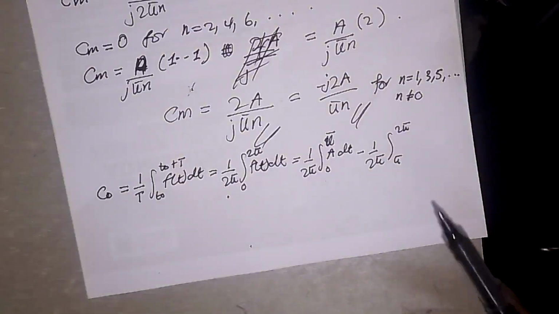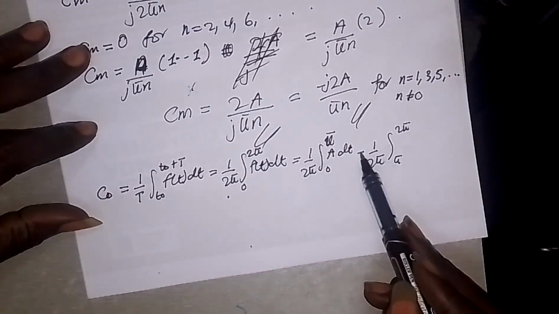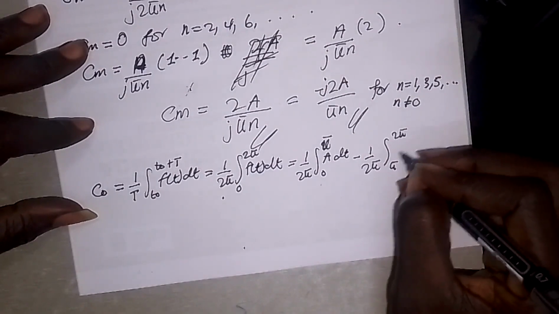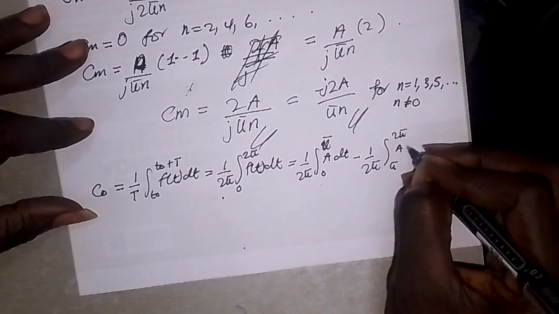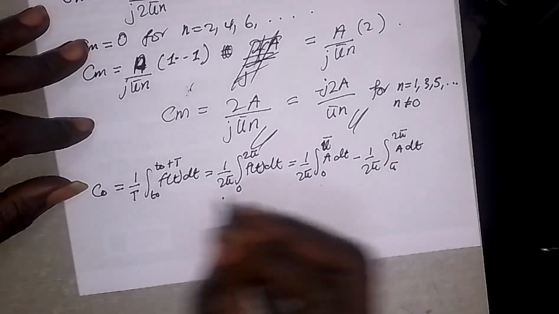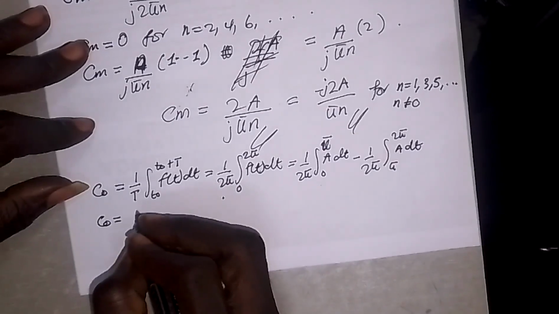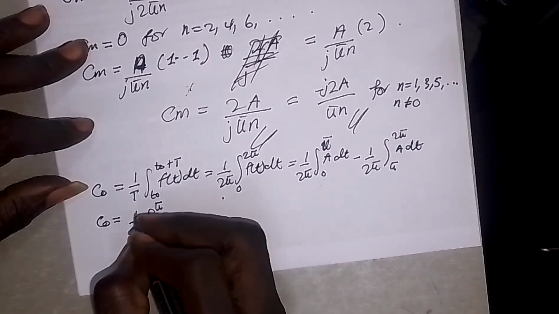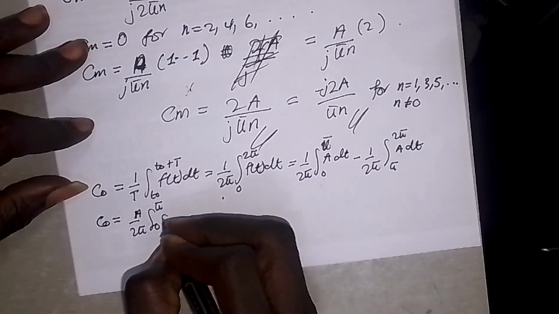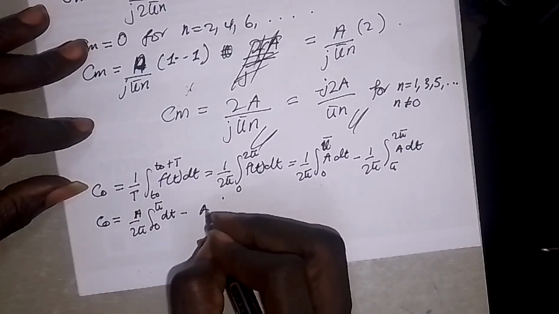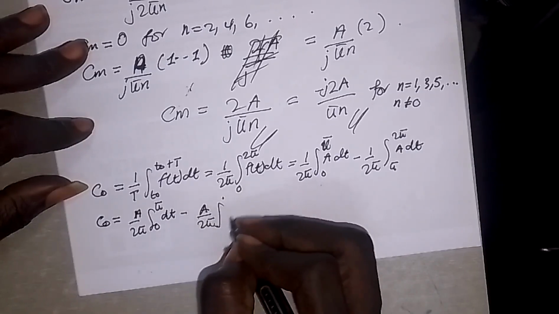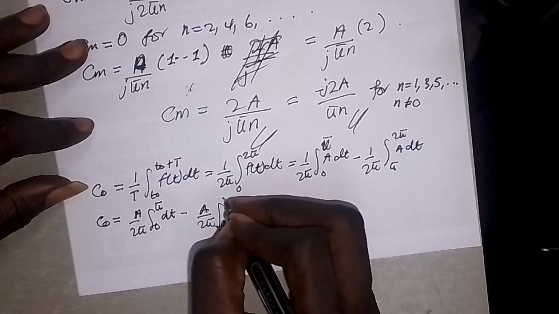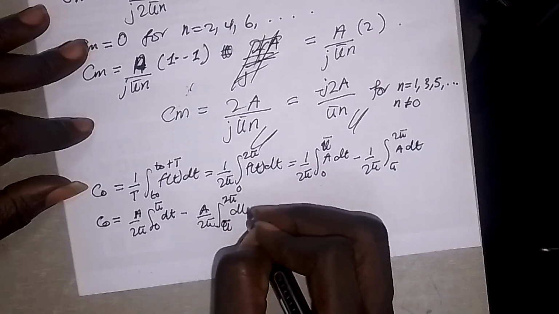Negative, that is why I have here to be positive. Negative. All right, so now what I can say is that C naught is equal to 1 over 2 pi, the integral from 0 to pi of A dt, minus A over 2 pi, the integral from pi to 2 pi of A dt. I can bring the A out.